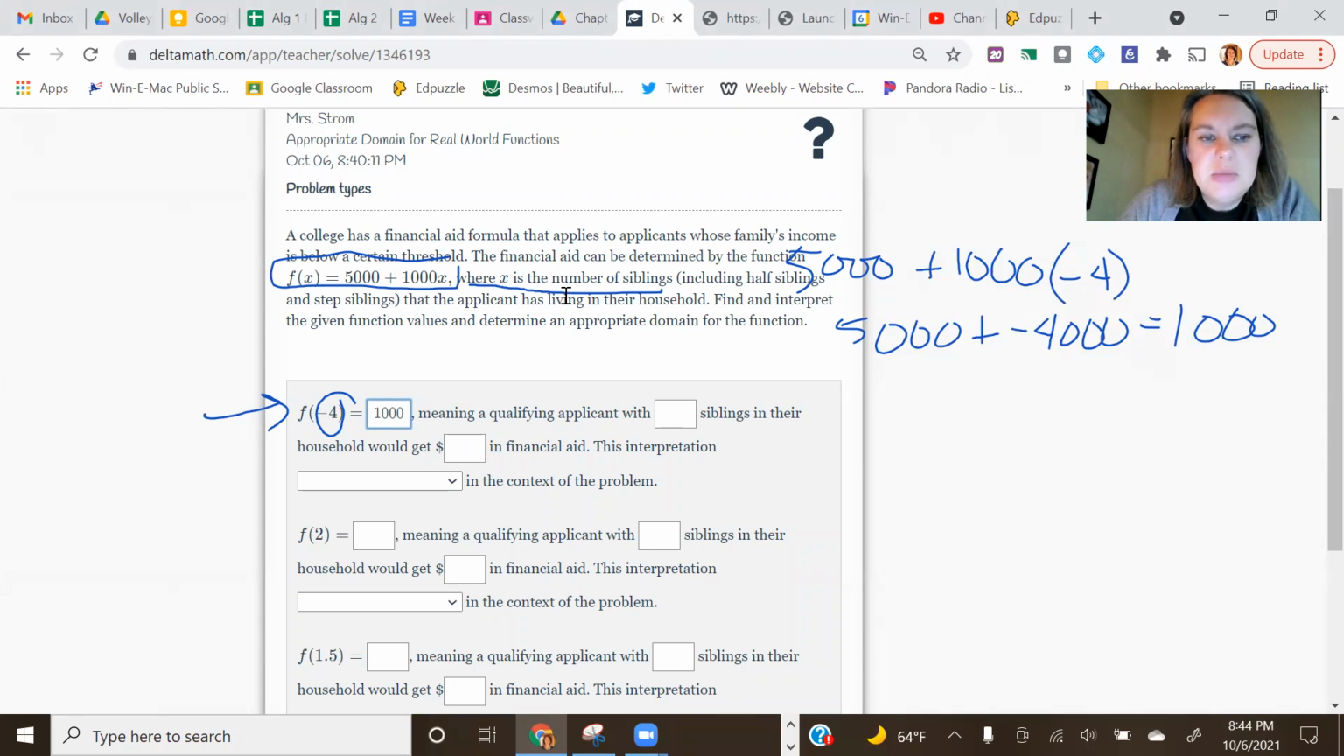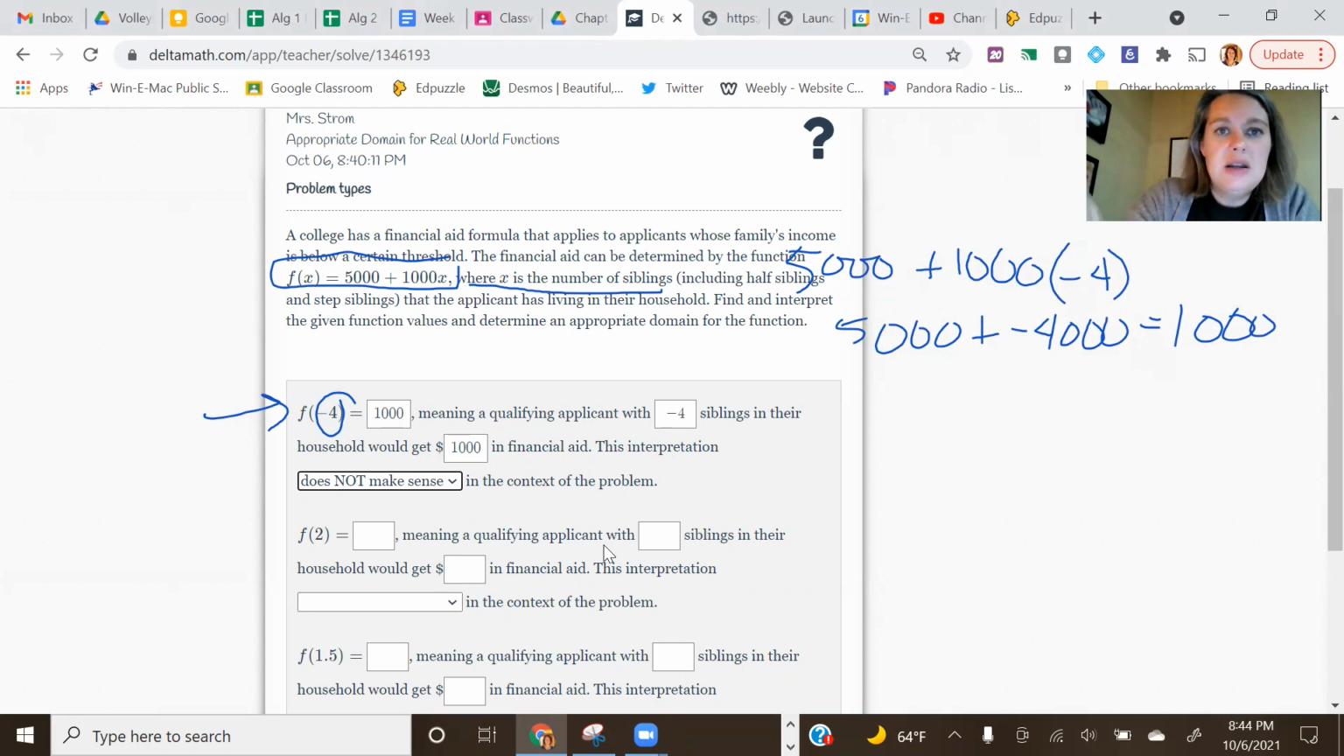Now remember, X is the number of siblings, and we just plugged in -4 for X. So the next part says, meaning a qualifying applicant with how many siblings? -4 siblings. Weird. In their household will get whatever we got as an answer, 1,000 in financial aid. Does this interpretation make sense or not? Hopefully you're saying, how can you have negative siblings? You can't even do that. That doesn't make sense. Not every problem they give us is going to make sense.